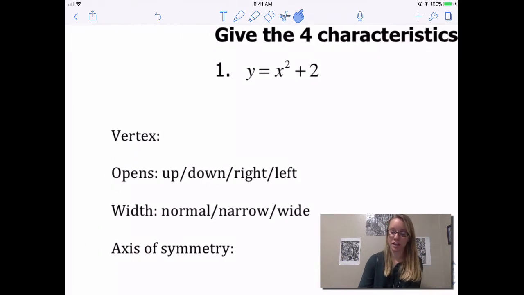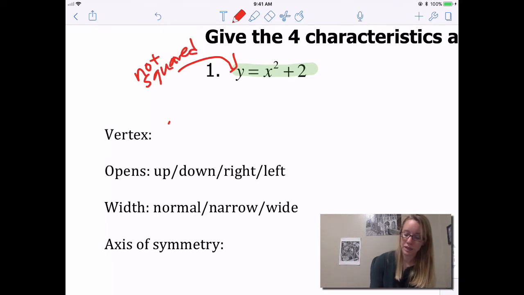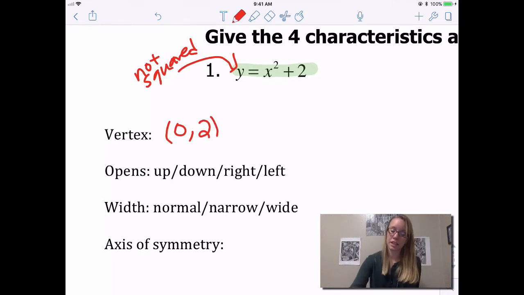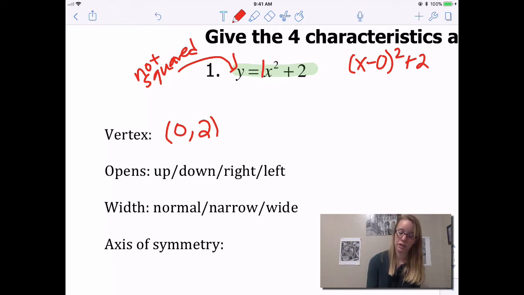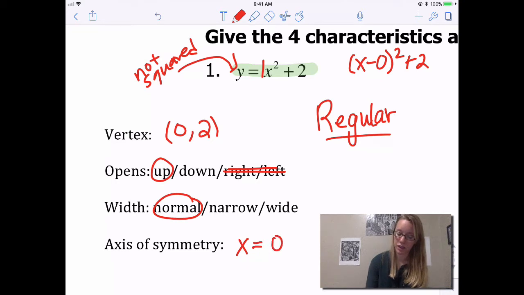When we have y equals x squared plus 2, we know that this is a regular parabola because y is not squared. So I'll write a note: not squared. Our vertex comes from h and k, so I get (0, 2). Notice that this is like x minus 0 squared plus 2, so that's why I've got the 0 and the 2. The number in front of x squared is 1, so it is positive. It's going to open up. Since it's a regular parabola, maybe I'll write that first. I know it can't open right or left. It's got to open up or down. Then our width, being normal, narrow, or wide: our a value is 1, so that's normal. Then our axis of symmetry is always x equals the x value, so x equals 0.